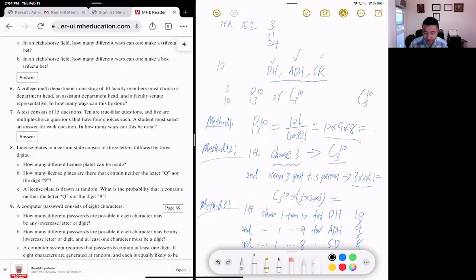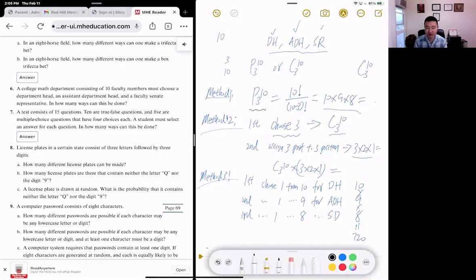Remember, when order does matter, we should use permutation. We choose 3 professors from the 10 total, and the 3 chosen have different roles: head, associate head, representative. Because of that, the order will matter. So if you notice, you can just directly use permutation. That will be P(10,3), and you get the answer.